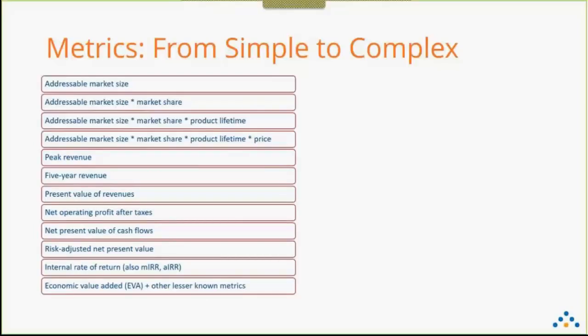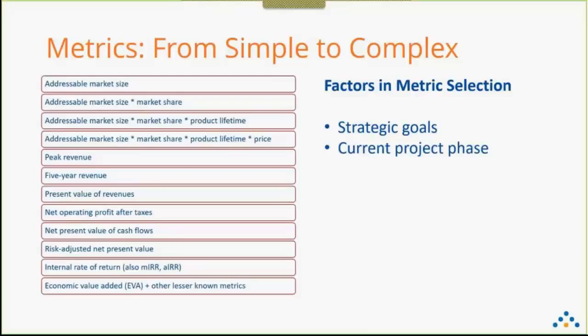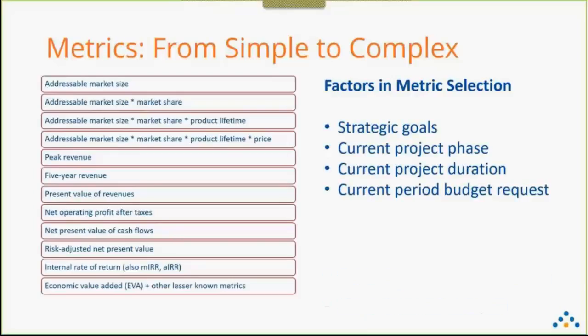So where do you fall on this continuum? Where should you start, or where should you be on this continuum? There's no right answer. You can think about the goals of the company and understand what metrics might show you progress towards those goals. You can look at the current project phase, the duration, the current period budget, or the total budget to get to launch for this project, and use that as a determination of how sophisticated your valuation should be.